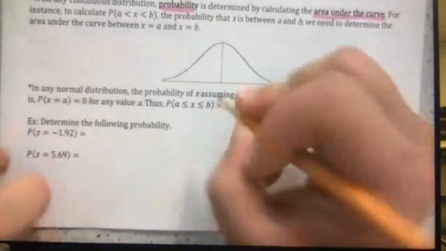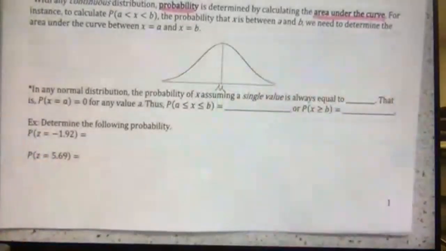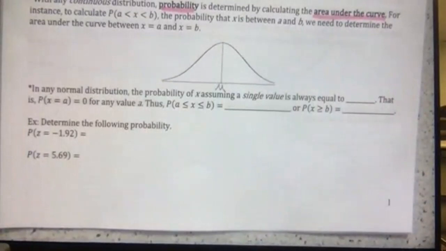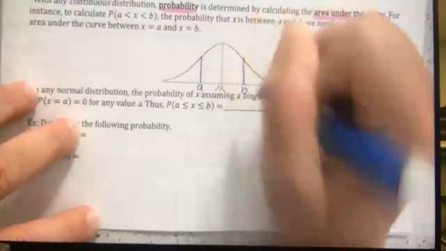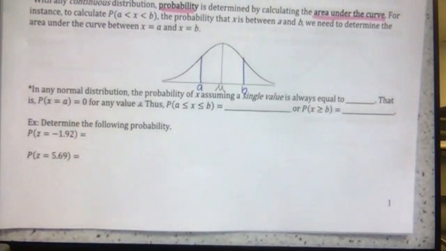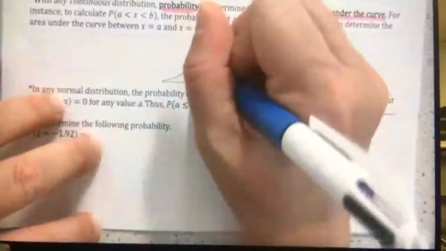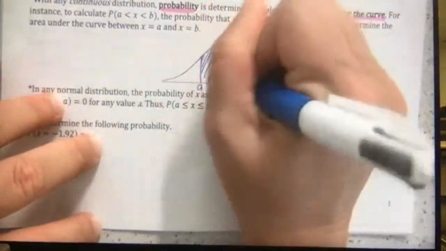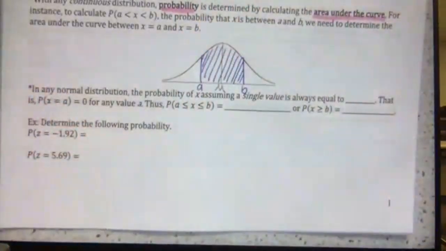So in the middle, we have our mean, because we always have our mean in the middle, and let's say that our A value is over here and our B value is over here. A and B are just numbers in general. So to find the probability that X lies between A and B means that we are going to find the area between A and B. So notice it's the shaded area. That's what this chapter is all about.